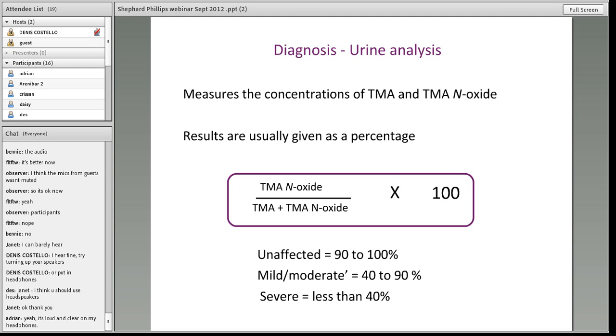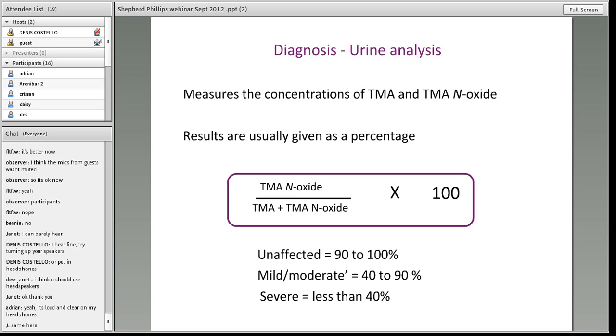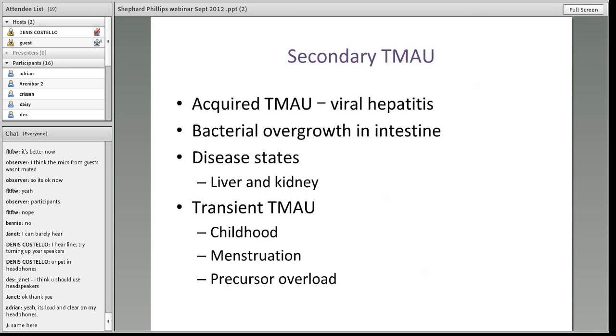If you're unaffected, then your percentage will be 90 to 100%. But if you have a mutation that moderately influences the activity of the enzyme, then the percentage will drop between 40 to 90%. And if you have a protein that really can't do its job very well, then the percentage will be less than 40%. And so this is a good categorization of the severity of the disorder. And then perhaps if people have this test, then they may wish to have their DNA sequenced to see which mutation they carry. Could I have the next slide, please?